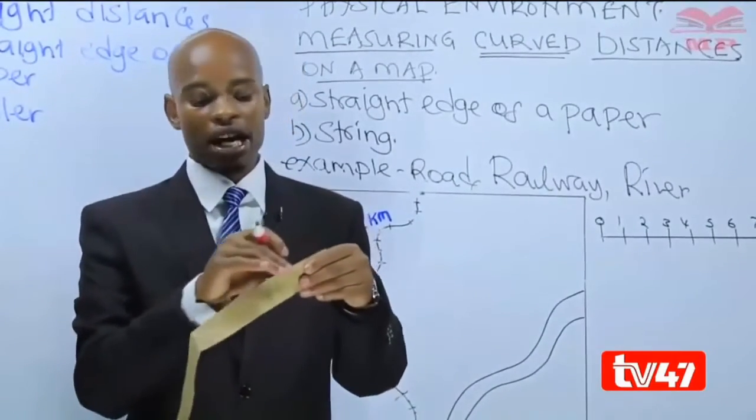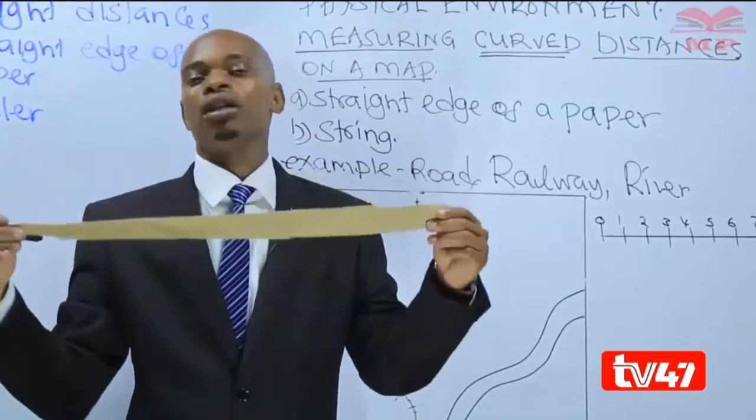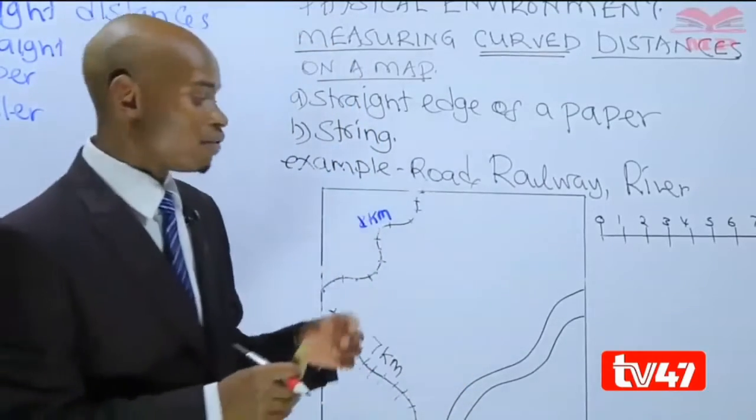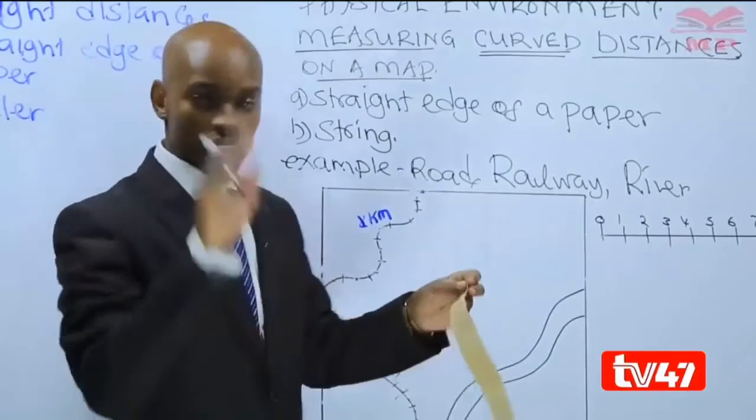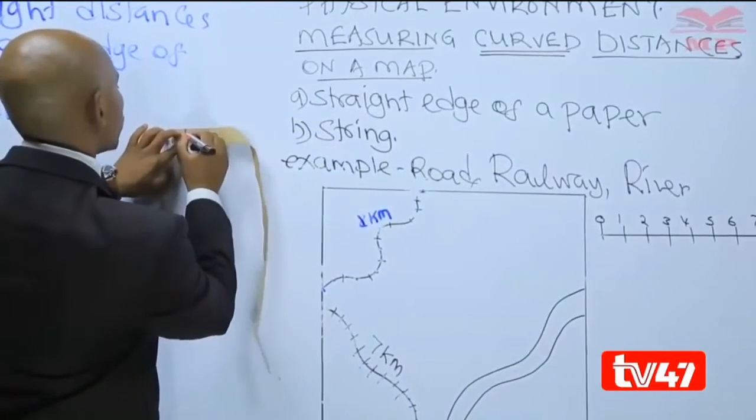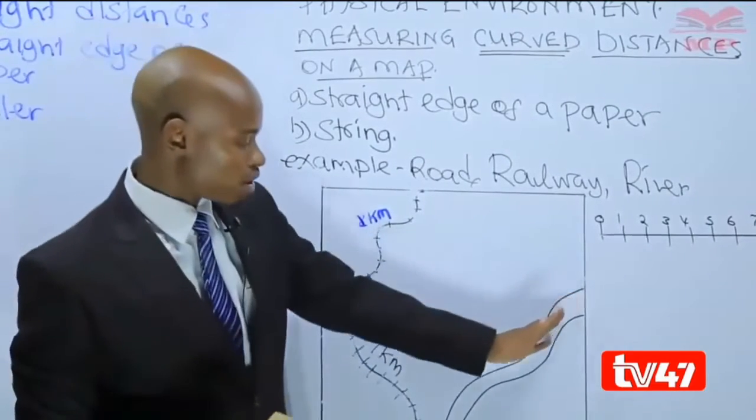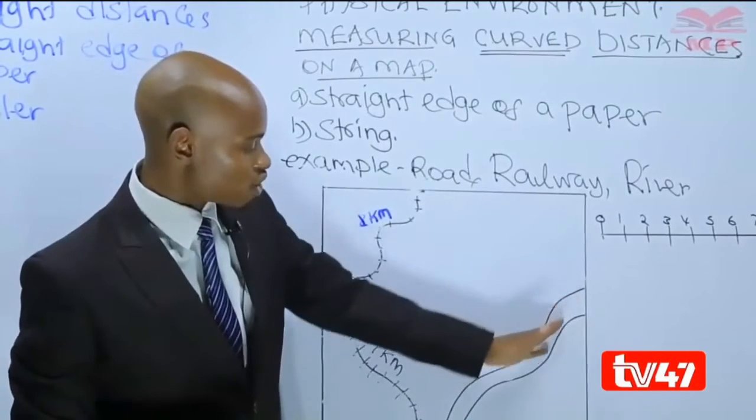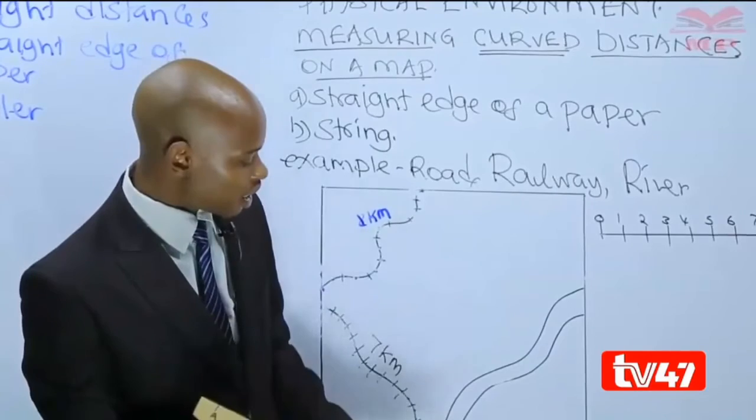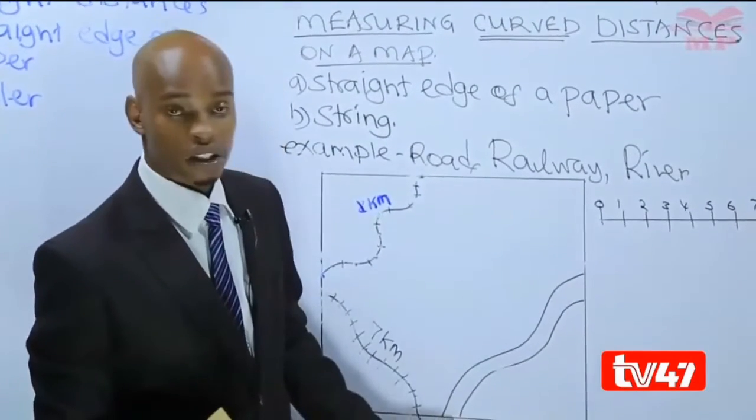Just make sure that there is no marking when you are taking your measurement using a straight edge of a paper. As I have already demonstrated, the very first thing, mark the first point as your point A, long before you come to your meandering road, your curved road. And your first point A, I've said again, it can be this point or this point.